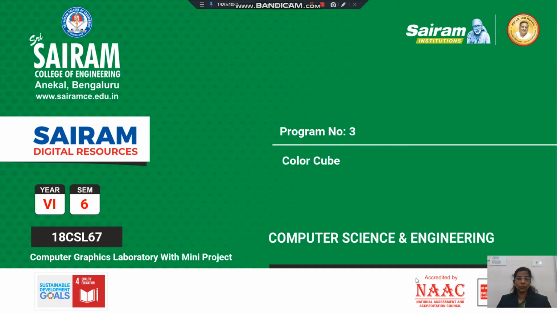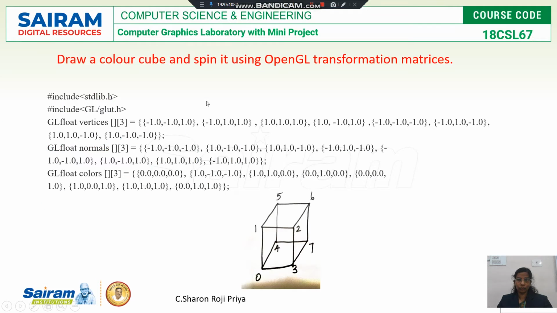Hello students, in this video we'll discuss our third lab program: to draw a colored cube and spin it using OpenGL transformation matrices. First step is I have to draw a colored cube, then I have to spin it. First we'll discuss how to draw a colored cube.